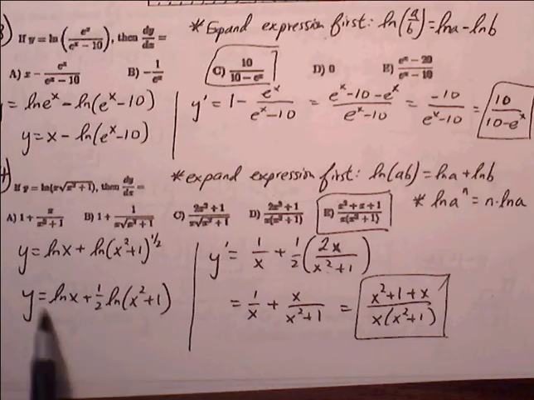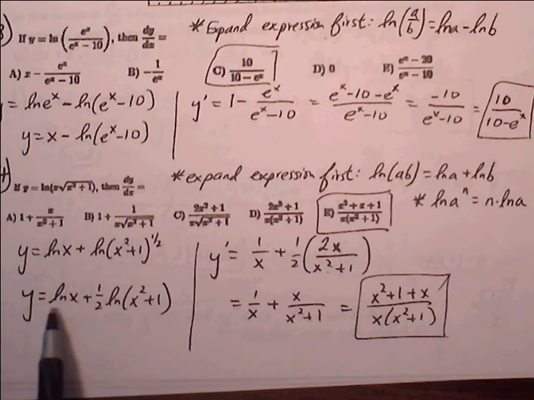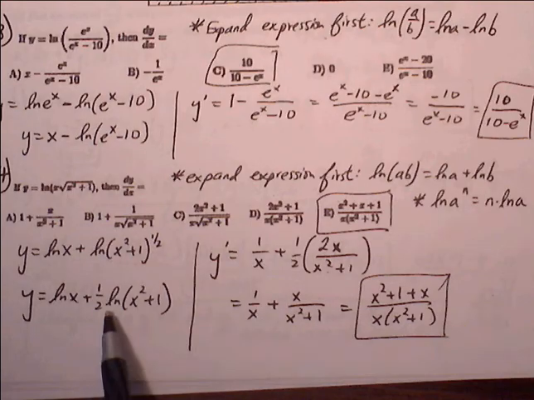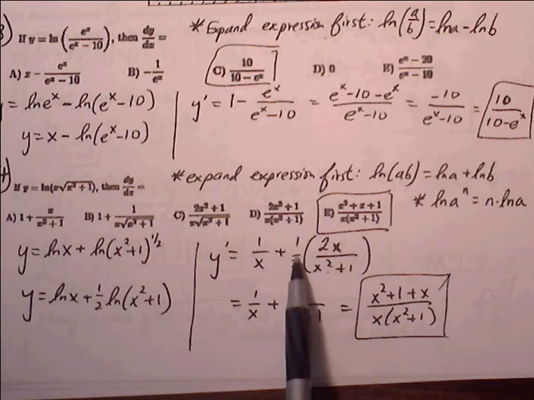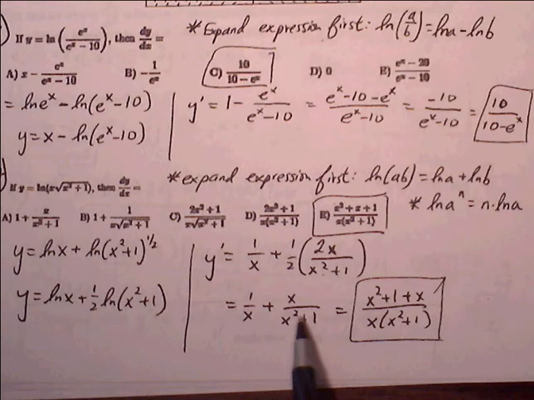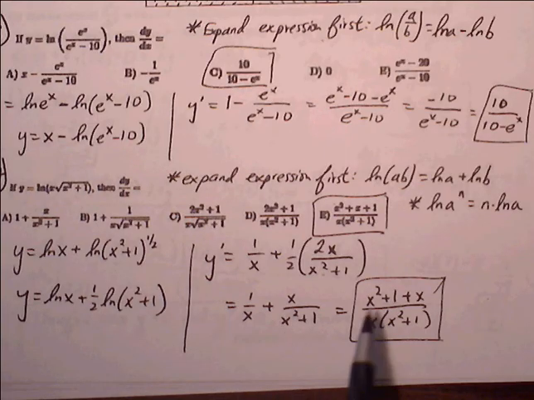Now this is going to be a lot easier for us to find the derivative for. So we've split this up into two smaller problems. Natural log of x, the derivative is u prime over u, or 1 over x. The derivative for natural log of x squared plus 1, the u value is x squared plus 1, so u prime is 2x over x squared plus 1. Multiply the 2 through, the 2 cancels out, and then we can find a common denominator at this point. And we get x squared plus 1 plus x squared over x times x squared plus 1, so this matches answer choice E.